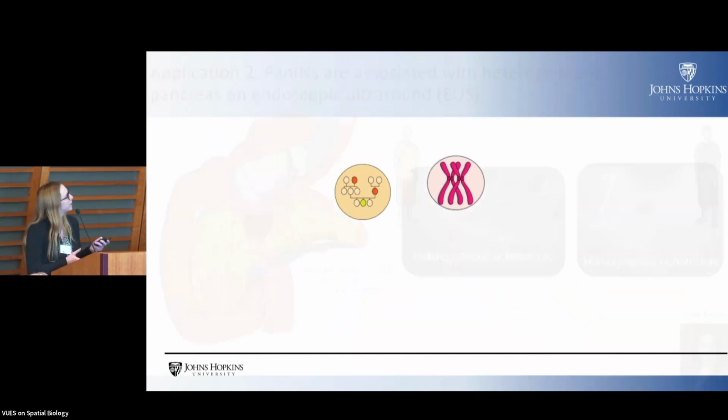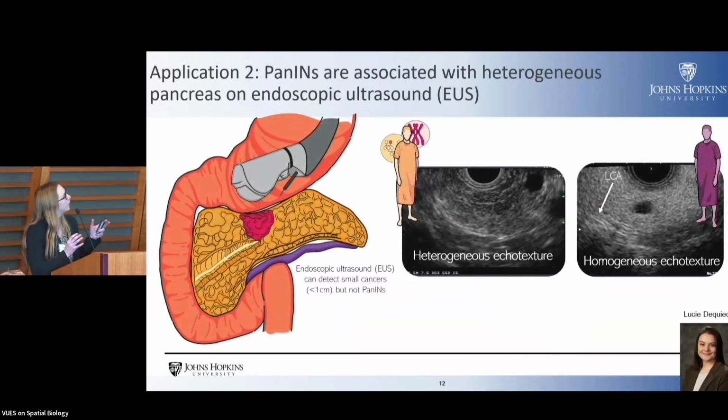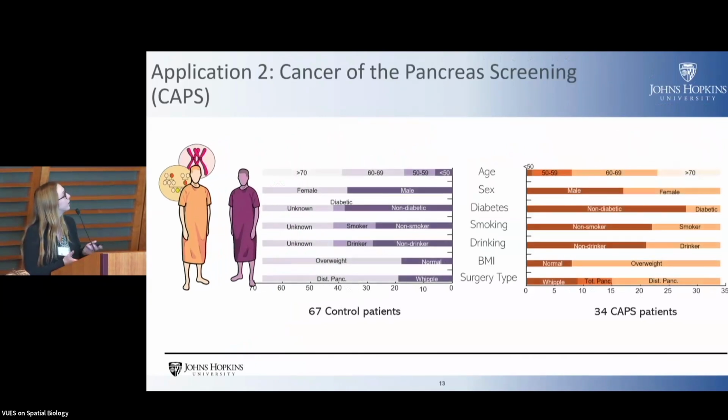So what we did is we took advantage of the unique data set that exists in CAPS, and this is being led by Lucy Duquette, a PhD student in my lab. With these individuals, we get longitudinal endoscopy imaging that gives you kind of a meta-scale view of the acini and the fat and the collagen. But again, you can't see PanINs. And with this, we get companion histology.